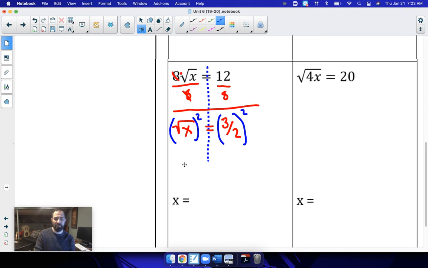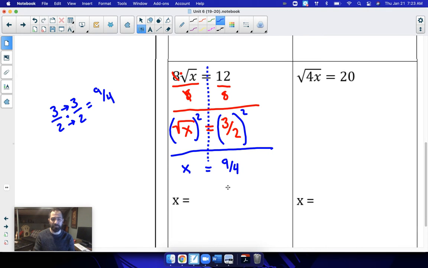The square root of x squared, we just keep doing that. We take away that square root, so we get x. Well, 3 over 2 squared is just 3 over 2 times 3 over 2. And how to do that? We'll go straight across. 3 times 3 is 9. 2 times 2 is 4. So our answer is x equals 9/4.